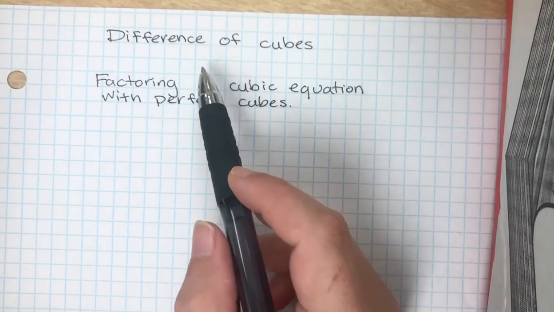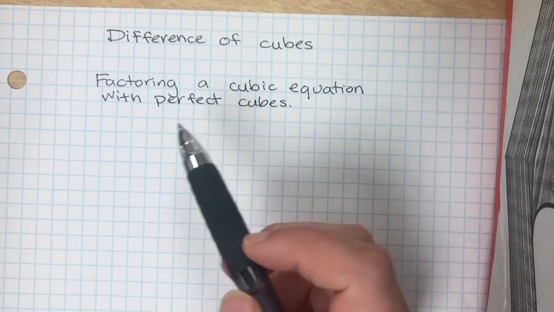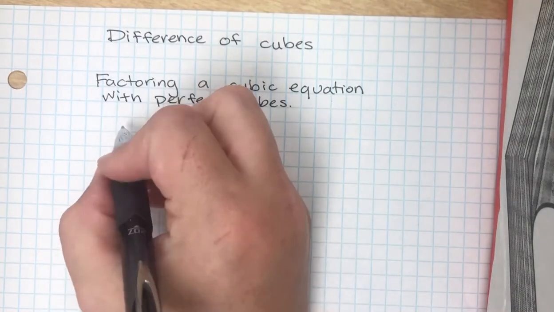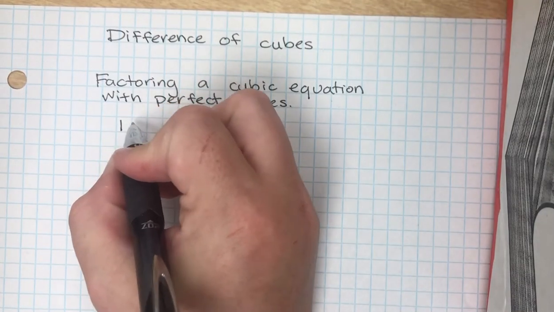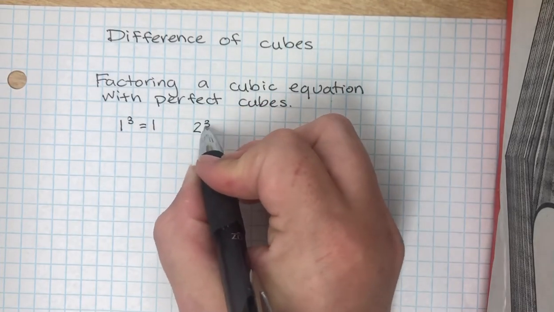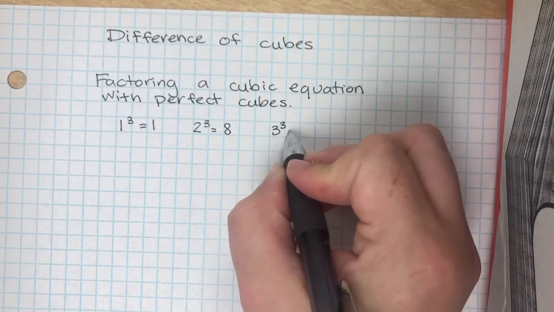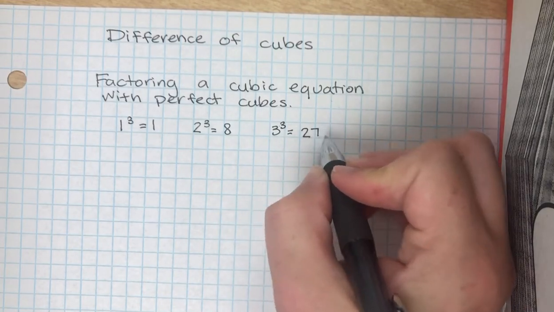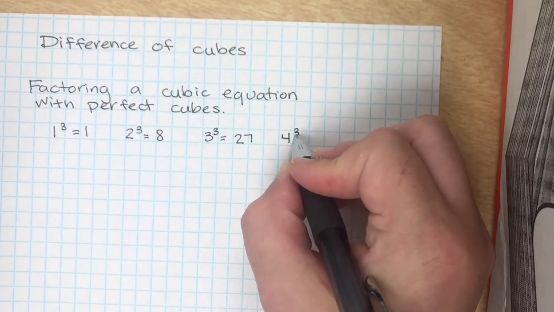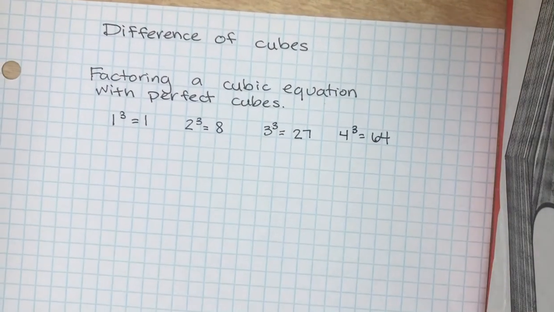All right, we're going to talk about the difference of cubes and how to factor out an equation if it has perfect cubes within it. So perfect cubes are like 1 times 1 times 1. So 1 to the third is 1. 2 to the third is 8. 3 to the third, so 3 times 3 times 3, is 27. And then let's do one more. If I do 4 to the third, that's going to give me 64. All right, so those are perfect cubes.